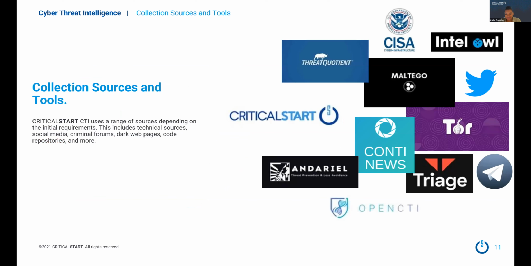So where do we get all this information? We get information from a whole host of sources. Primarily, our platform, ZTAP, you can see with the Critical Start logo there, is kind of the hub for all of our collection. Andariel we use for dark web, and ThreatQuotient is our threat intelligence platform.